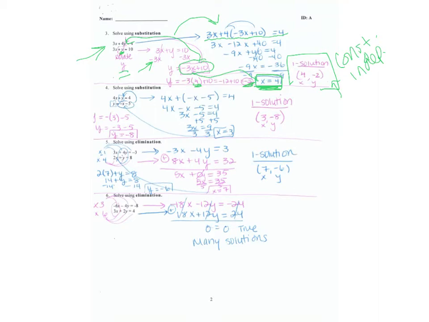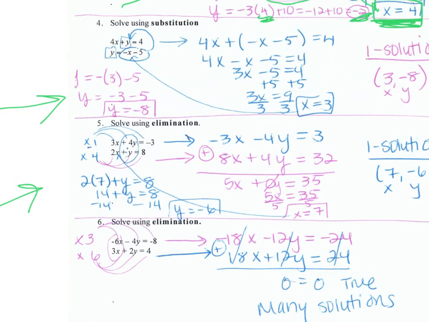So number 4 is the same example of substitution, so I'm going to skip over that one. But let's look at number 5. So for elimination, you have to pick what variable you want to eliminate. You can do either first. So I zoned in on the y's.